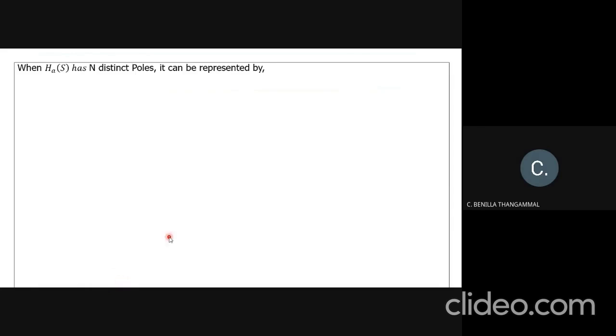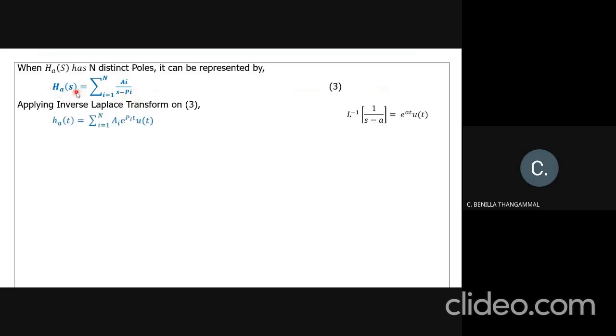H(s) is going to have N distinct poles. I can write a generalized transfer function as the summation for i equal to 1 to N of a_i divided by s minus p_i, where p_i are the N poles. If I take the inverse Laplace transform, you know it very well: the inverse Laplace transform of 1 divided by s minus a is e to the power a t times u(t). So here, 1 divided by s minus p_i gives the corresponding h_a(t).